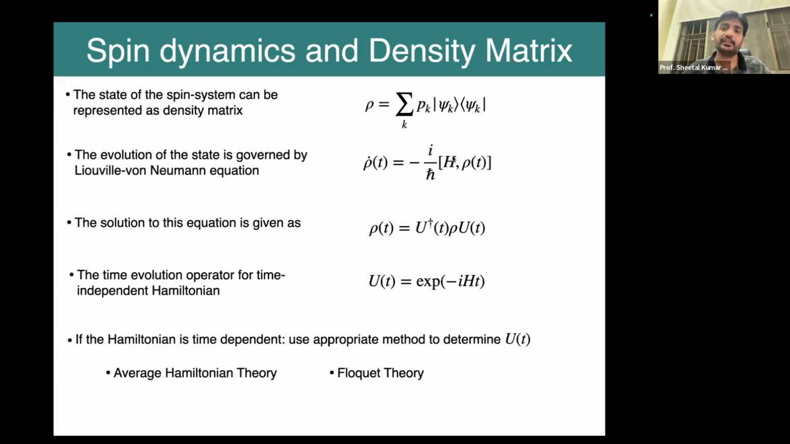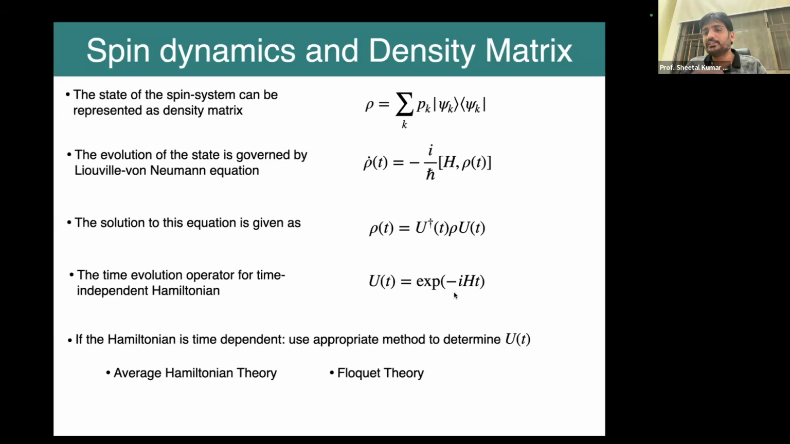H here is the Hamiltonian, and that Hamiltonian contains almost all the information that we can extract, which is internal interactions as well as the interactions that we have control upon, like external magnetic field or radio frequency or microwave radiation. Now, the solution to this equation has typically this kind of form, where U is the time evolution operator. And the key is finding this time evolution operator, which is straightforward if the Hamiltonian is time independent. In that case, the time evolution operator looks like this.